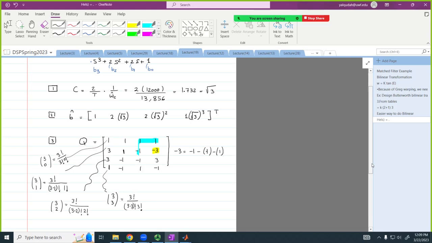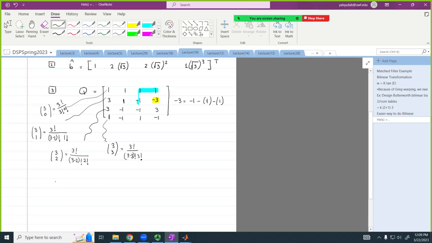So therefore, now we can calculate D, which is going to equal Q multiplied by B hat. We can multiply the two matrices together, and this is going to give me 15.66, negative 15.12, 9.12, and negative 1.66.